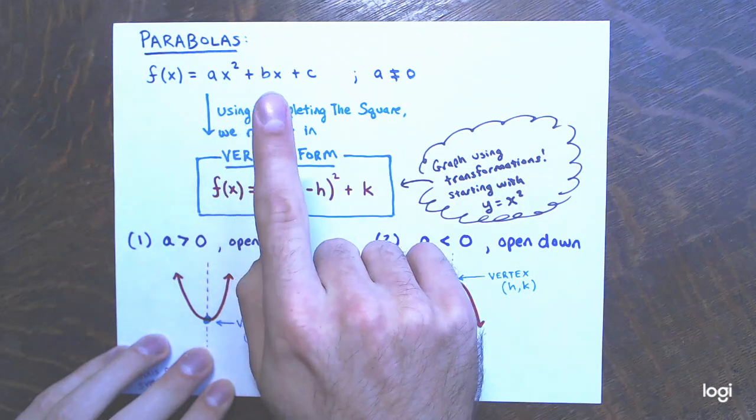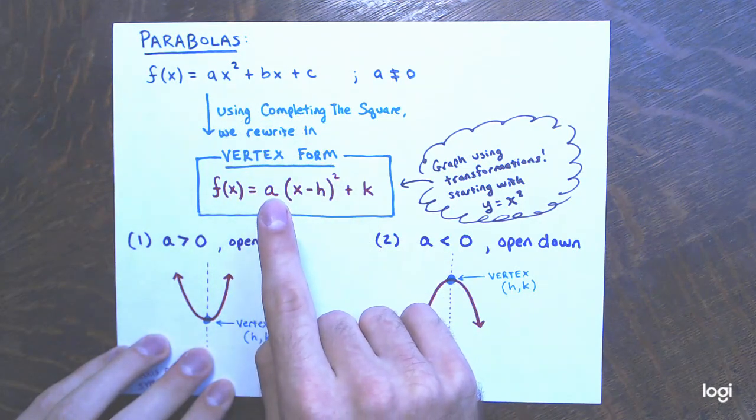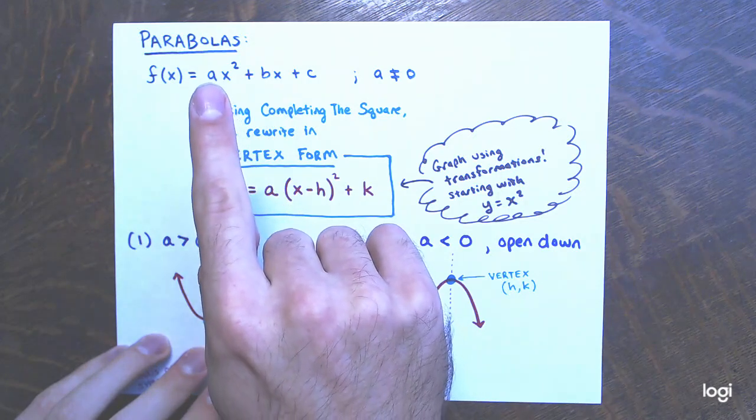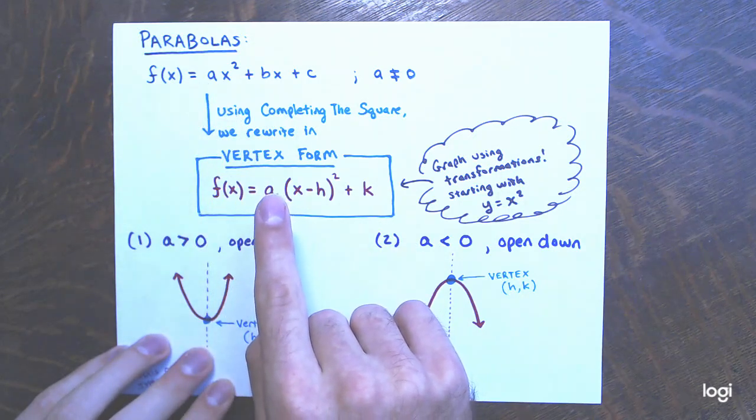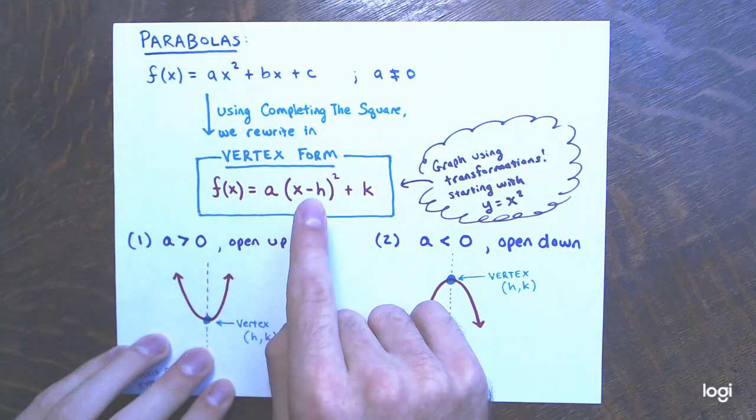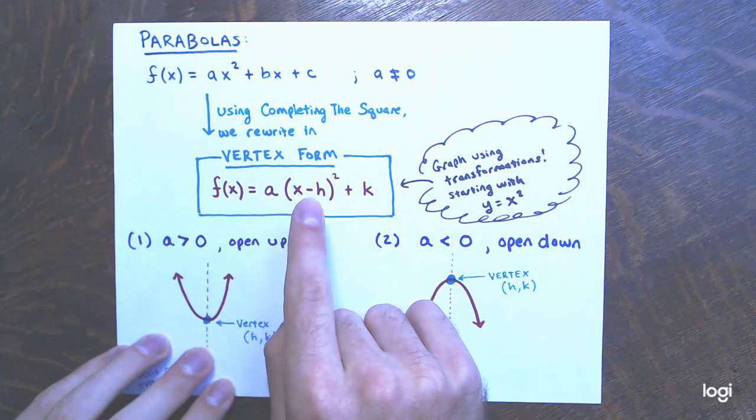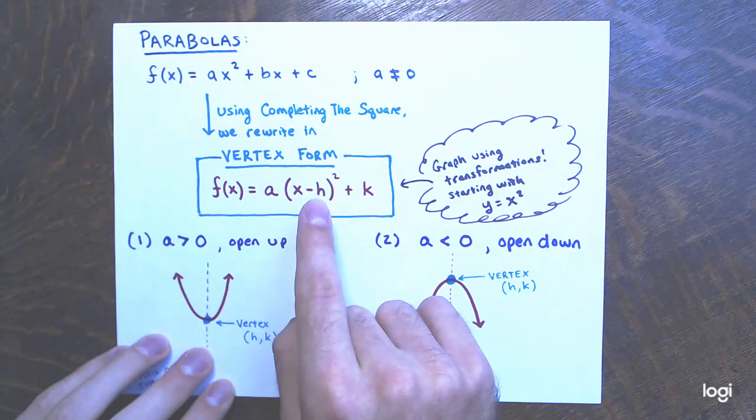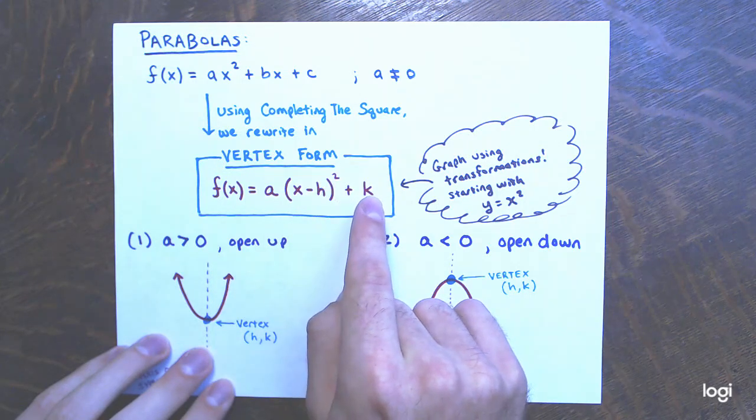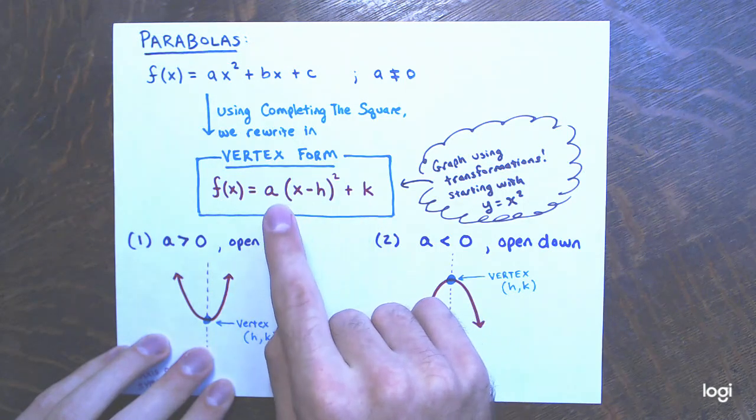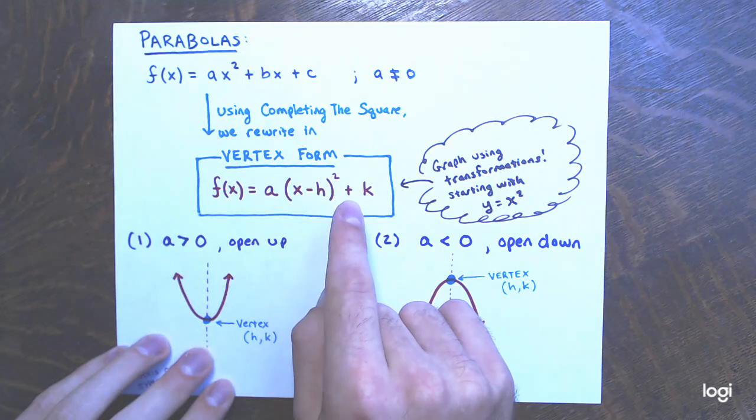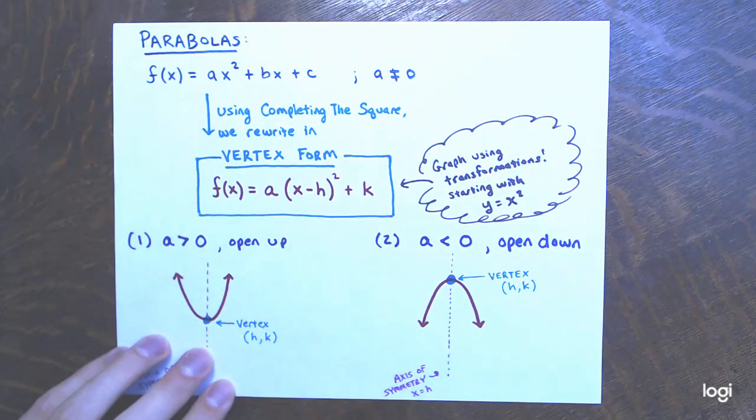Instead of ax squared plus bx plus c, I'm going to rewrite it as a times the quantity x minus h squared, and then afterwards plus some k, where h and k are real numbers. That a here is the same as this a here. So for instance, like 3 times the quantity x minus 1 squared, and then plus 4, something like that.